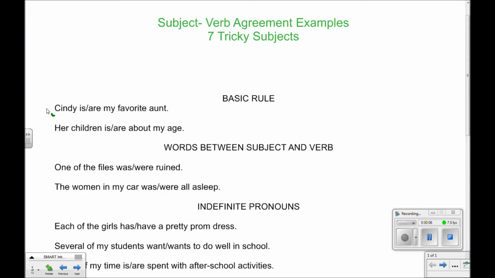When I look at subject-verb agreement, I look at my subject. Here my subject is Cindy. That's one person. She's singular. So what I do in my head is substitute in a pronoun that I know is singular, like he. And then I know I can hear which is the singular verb. I would say he is. Is is your singular verb. When I look at the second sentence, children is the subject. That's plural. So I can plug in the plural pronoun they. And I would say they are about my age.